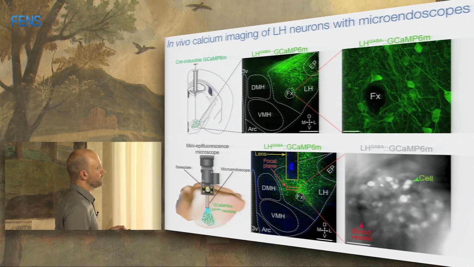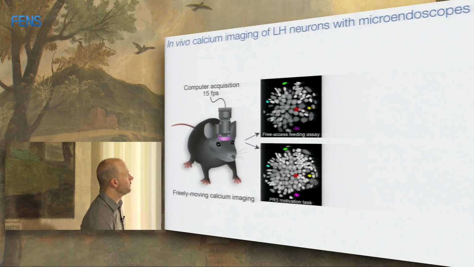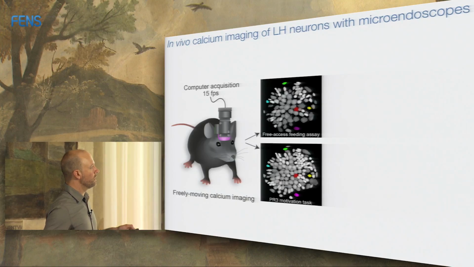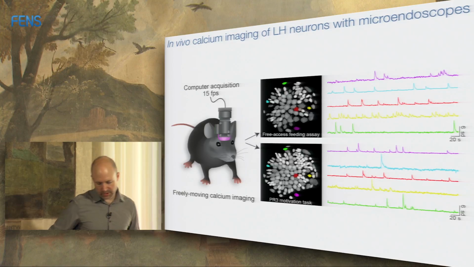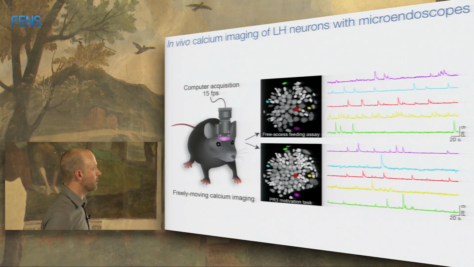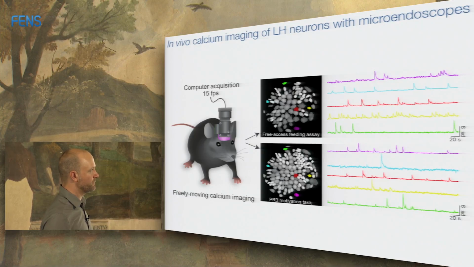So we used virus to target these GABAergic cells in a VGAT Cre mouse line, and then we implant these microendoscopic lenses directly above the lateral hypothalamus and interface the miniature epifluorescent microscope to resolve the activity of these cells. Then we can record video showing the fluorescence of these cells in a variety of different behavioral paradigms, and use automated methods to extract the fluorescent time series data from individual neurons over time.